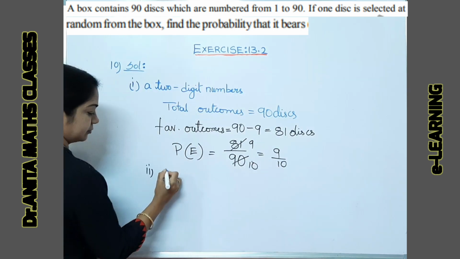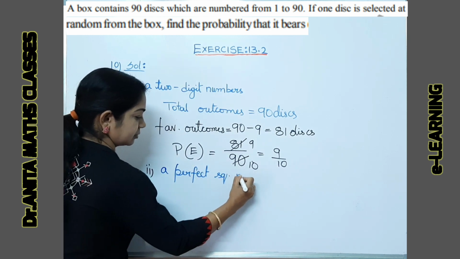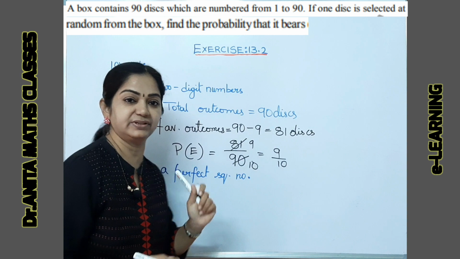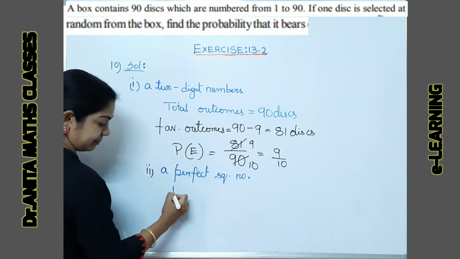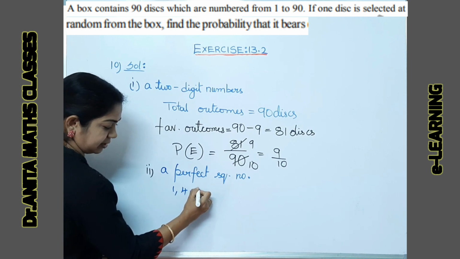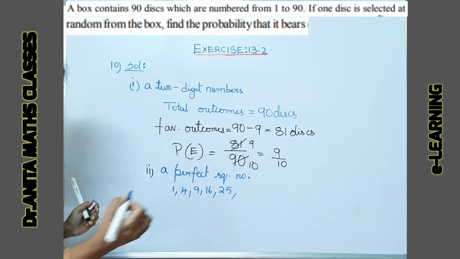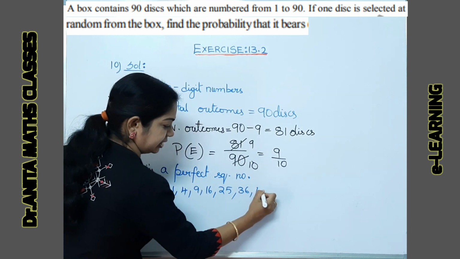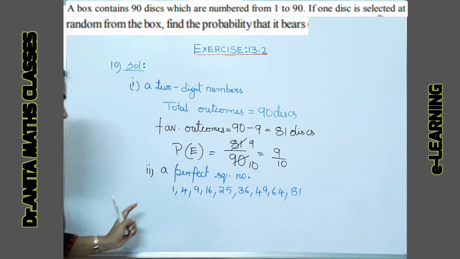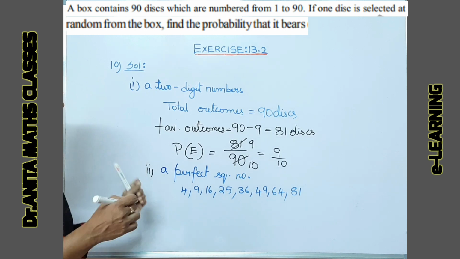Let's see the second part: a perfect square number. How many perfect squares are there in between 1 and 90? We will write them down first. 1 is a perfect square, isn't it? 2 square is 4, 3 square is 9, 4 square is 16, 5 square is 25. Likewise, we have to list them out till 90: 36, 49, 64 and 81. These are the perfect squares in between 1 and 90.